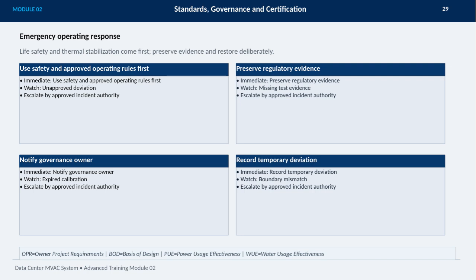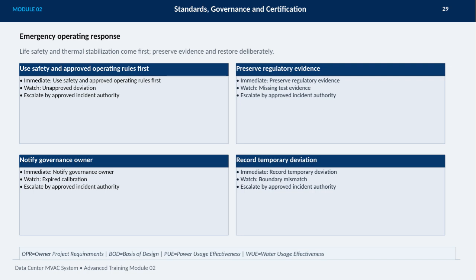Preserving regulatory evidence is equally important. Make sure nothing is missed that could impact compliance. Notify the governance owner immediately if there are issues like expired calibrations. And if you need to make temporary deviations from standard procedures, always record them carefully, watching out for any boundary mismatches and escalating as necessary through approved channels.